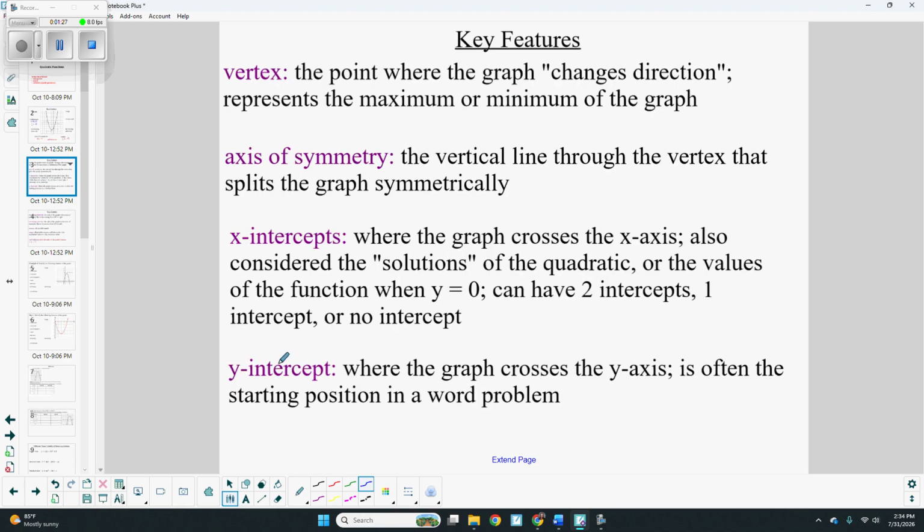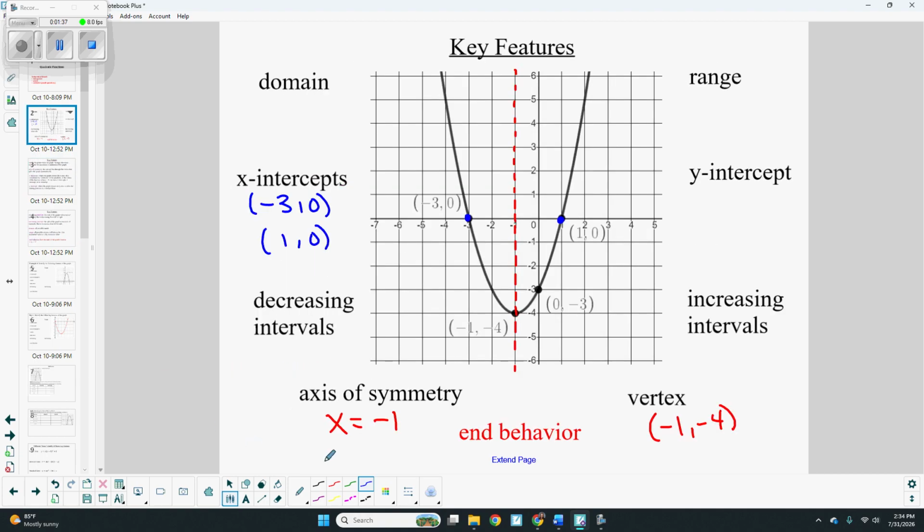The y-intercept is where the graph crosses the y-axis. If it's a word problem, it's often what they refer to as the starting position, like they threw it from a height of. So in our picture here, we have a y-intercept, where it crosses the y-axis, and that's (0, -3).